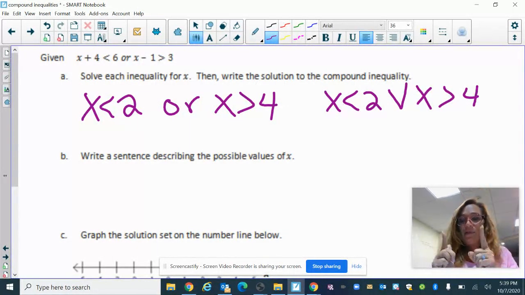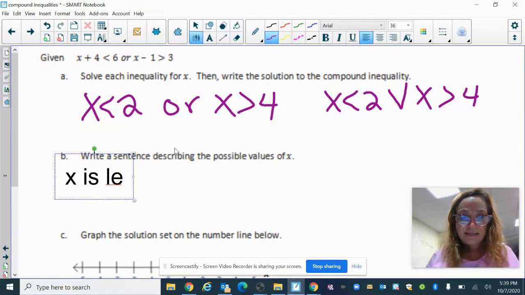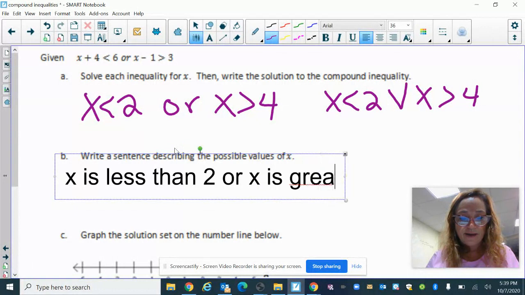You can't combine them into one, like a 2 to 4 thing, because it's not an and. Okay? Whenever it's an or, it can't be made into a single expression with just one letter x. It always needs both letter x's. Okay. So write a sentence describing all possible values. X is less than 2, or x is greater than 4.